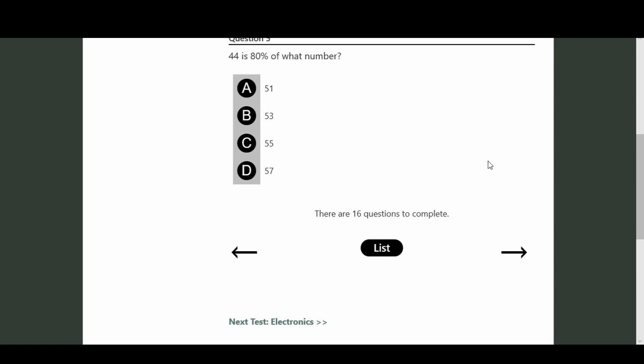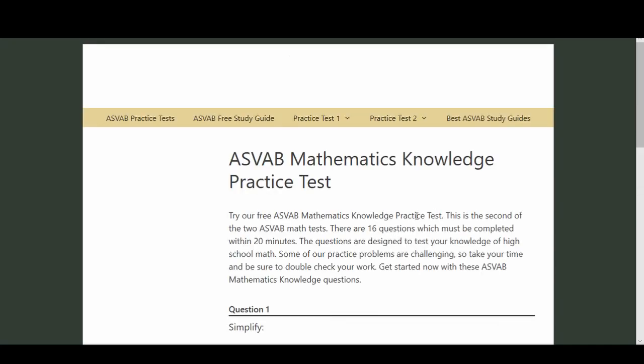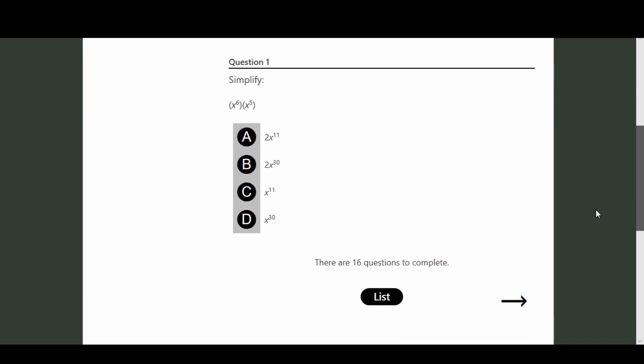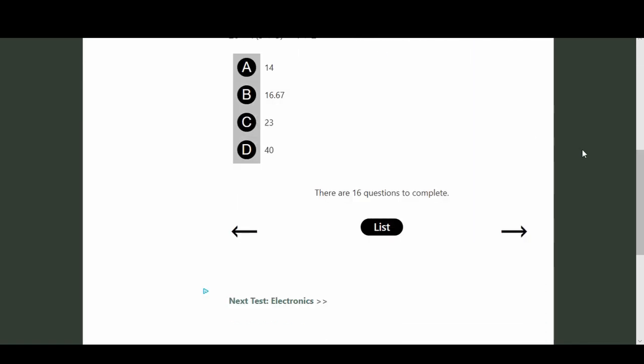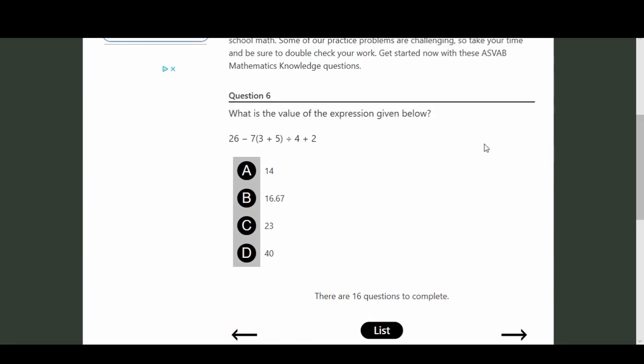Again, there's nothing too tricky about the mathematics knowledge subtest, as long as you're pretty good with addition, subtraction, multiplication, and division, including with decimals and fractions, and you're good with algebra as well as geometry. You should breeze through this section of the test. That's pretty common.